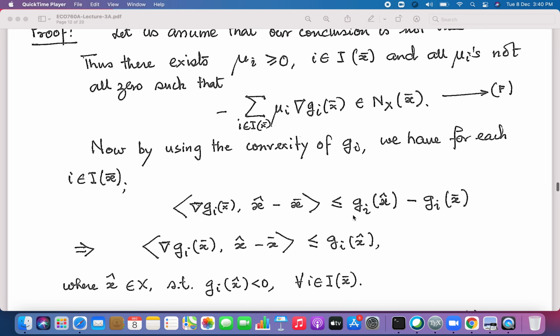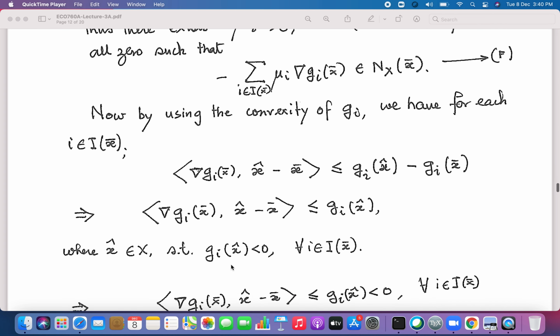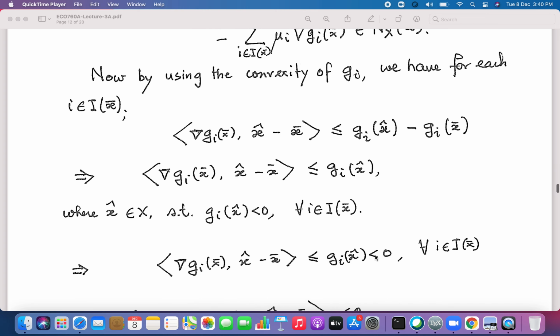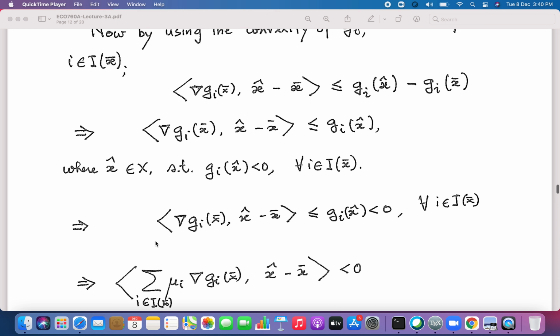So you apply the convexity criterion, and you know that g_i(x bar) is equal to 0, so you will have this. Now you also know that g_i(x hat) is strictly less than 0 for all i, so this is also true for all i in I(x bar). Now if I multiply by mu_i, where one of the mu_i's is non-zero, this is strictly less than 0, so none of these grad g_i(x) can be 0.